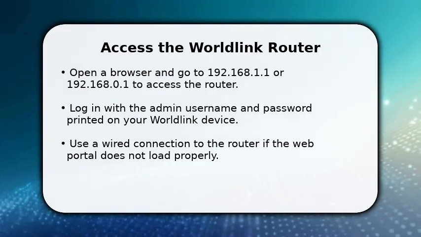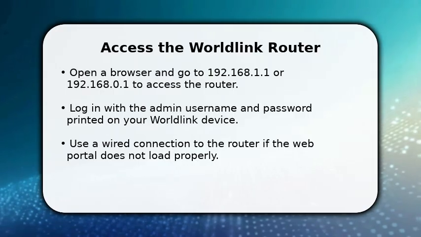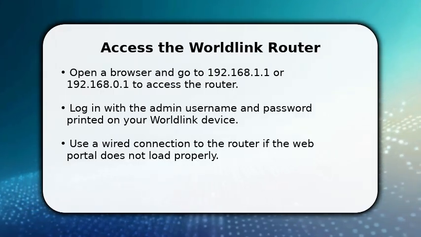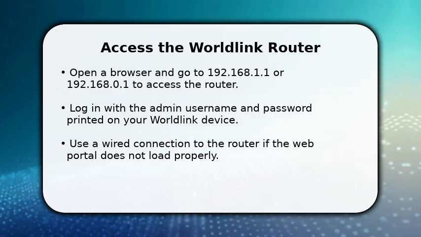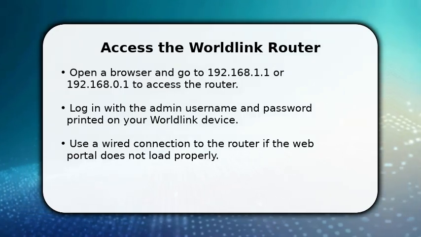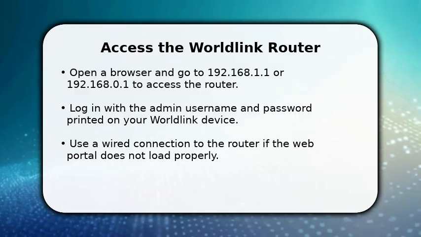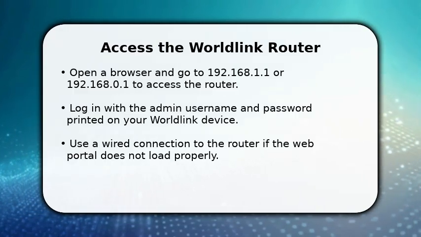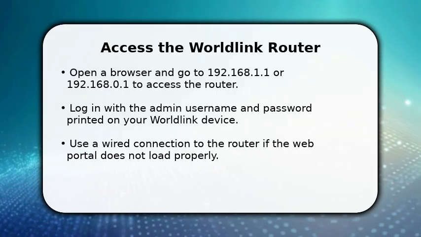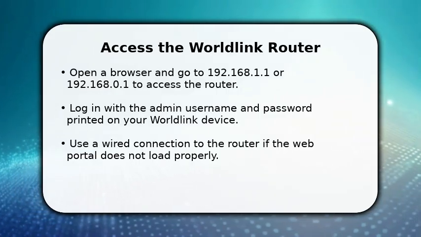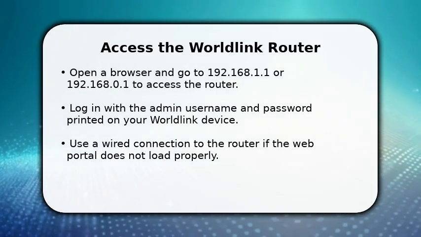Open a browser and go to 192.168.1.1 or 192.168.0.1 to access the router. Use a wired connection to the router if the web portal does not load properly. Log in with the admin username and password printed on your Worldlink device or use saved credentials.